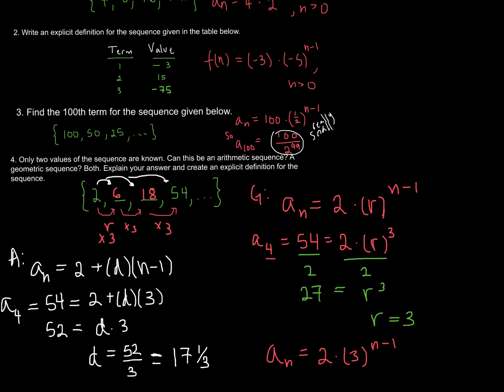So if I were to create the explicit definition here, my d value is going to be 17 1/3. And so then I could use that to figure out what will my second term and my third term be, and you can check it will go all the way to 54. So that's an advanced idea, taking advantage of that we know what a geometric and arithmetic sequence look like.